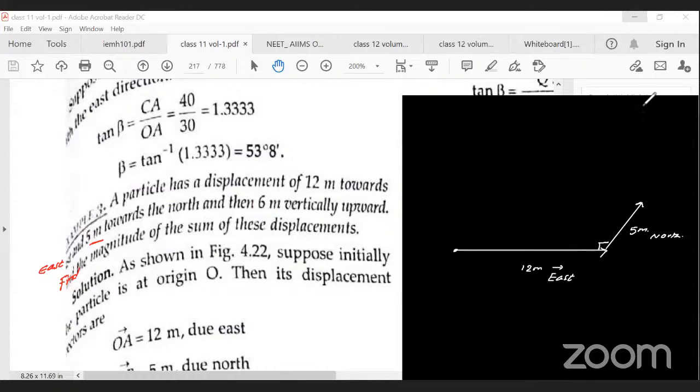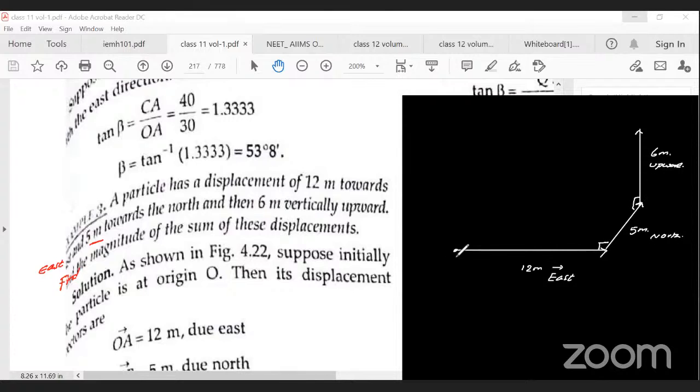Now here the perpendicular upward direction, the vertically upward direction, like this. Like the corner of a wall. So it is the vertically upward direction. Here this displacement is your 6 meters. It is vertically upward. Let's see the relations. This is perpendicular to this, because the north direction and the vertically upward direction are perpendicular to each other.